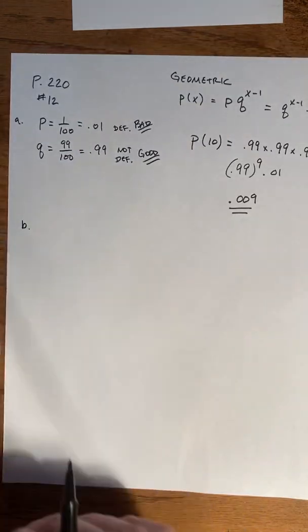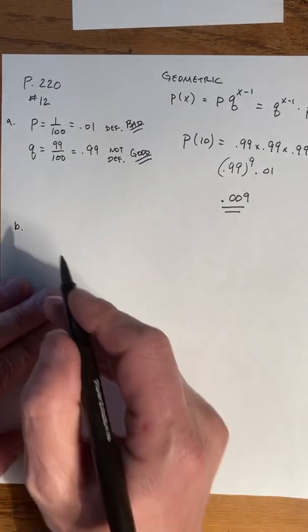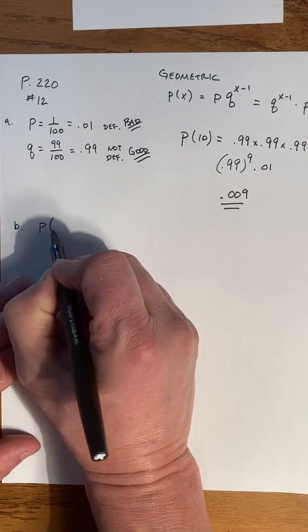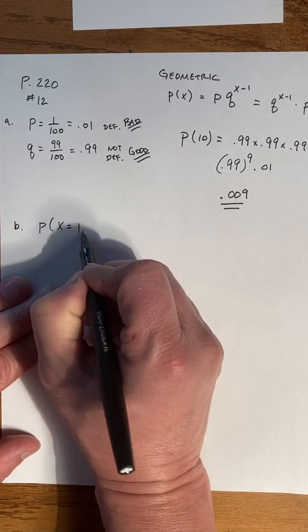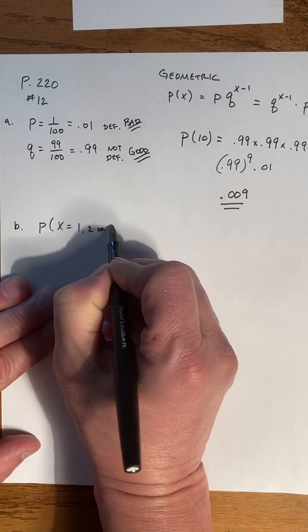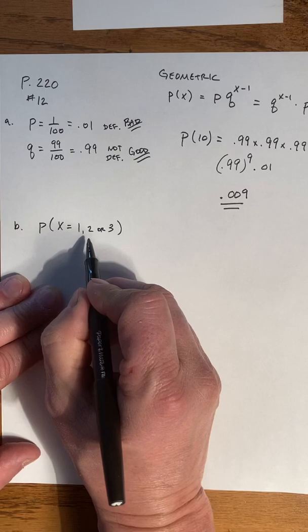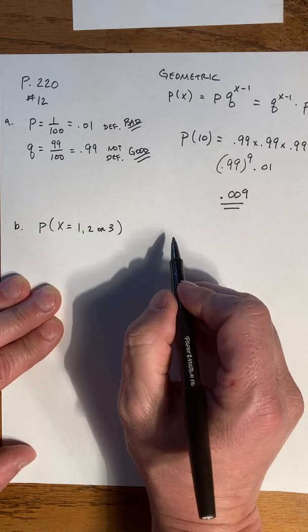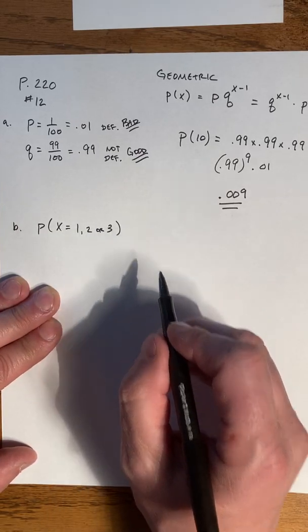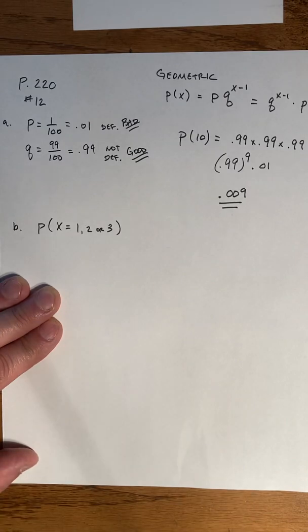Part B, they turn it up a little bit and they get a little bit more complicated. And they say, what's the probability that the first defective part is the 1st, 2nd, or 3rd? So what I do is I say, well, what's the probability that X is actually the 1st, the 2nd, or the 3rd? Or being the key word, which implies addition when we're talking about probabilities. So let's think about this.